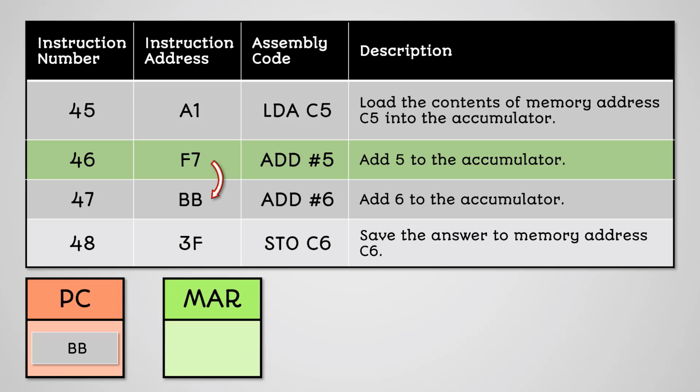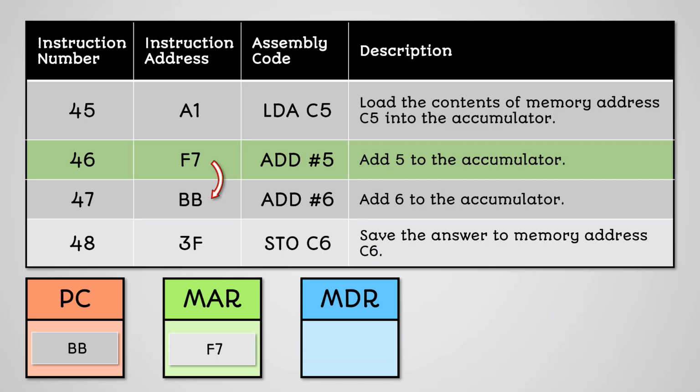The memory address register stores the address in memory for the data to be processed. It may also contain the address in memory that data is going to be written to. In our example, we're currently processing the instruction in memory address F7. So F7 will be stored in the memory address register. The memory data register contains the data loaded from main memory along the data bus. In our example, the data contained in the address we're currently processing, F7, is add5. So, add5 is stored in the memory data register.